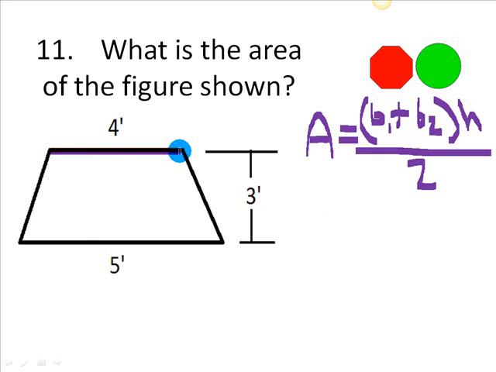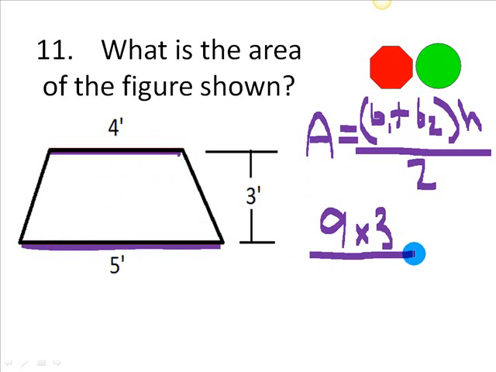The bases are your parallel lines, and this happens to be a base. If I add 4 to 5, I'll get 9, and if I add 5 to 4, I'll also get 9. So it doesn't really matter which one you call base 1 or base 2. So 4 plus 5 is 9 times 3, all divided by 2. This amount right here is length in the x direction, and this is length in the y direction. So these are feet, and these are feet.